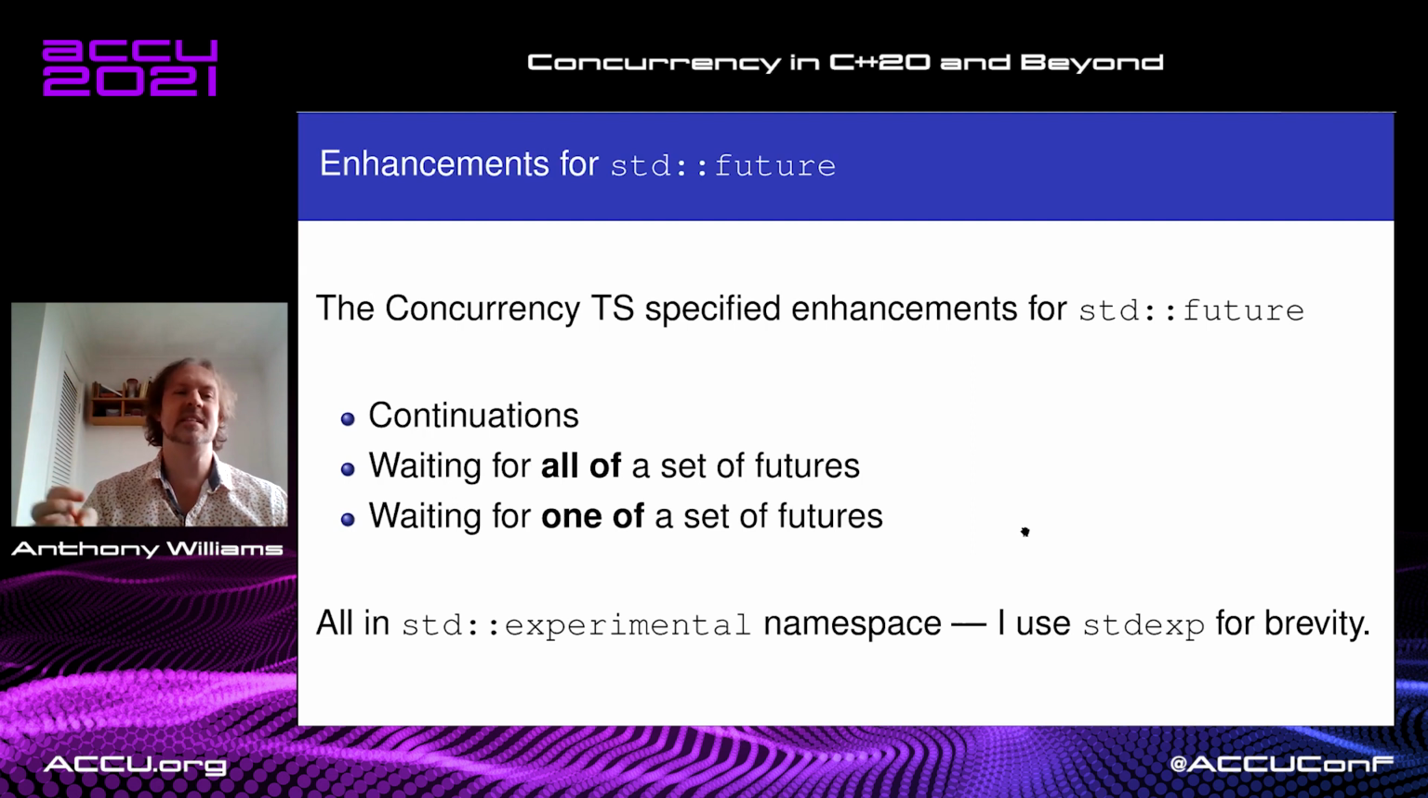Now, you see, this is a TS, so it's the standard experimental namespace. That doesn't mean that if you've got a compiler, if you've got an implementation, that the library is poor quality. It means that the interface is non-standard and may change before it becomes properly a member of the standard namespace.